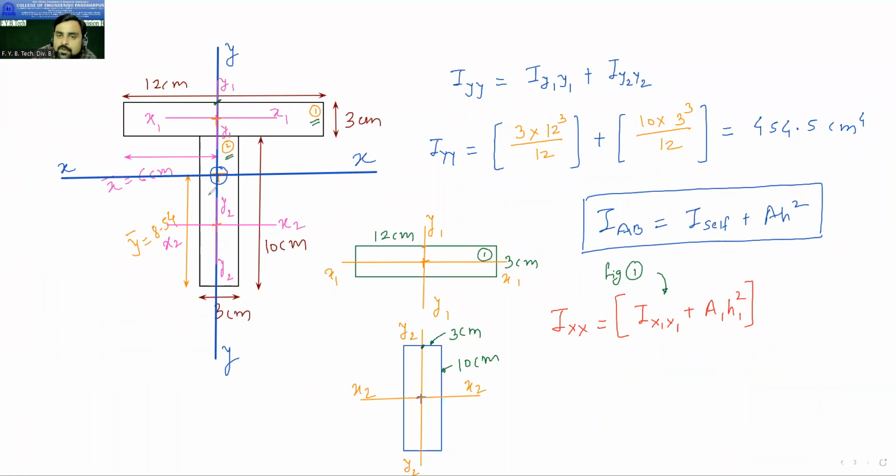Similarly, we have to write it for figure 2. So for figure 2 again, I self. What is the self? Now see the second figure. So self moment of inertia is, this is the self centroidal axis. This is the centroid here, and the centroid of this one is here. So self axis is I x2 plus A2 H2 square. And these two quantities are for figure 2. So I will write here, this quantity is for figure 2.